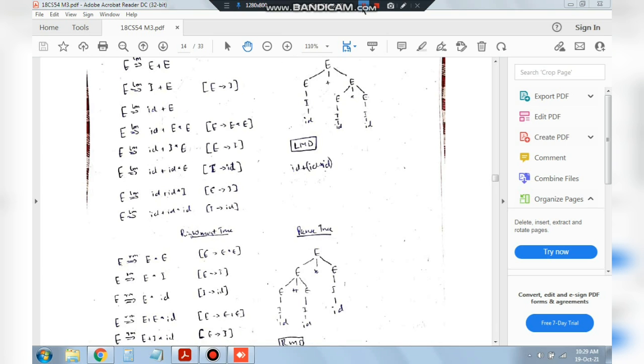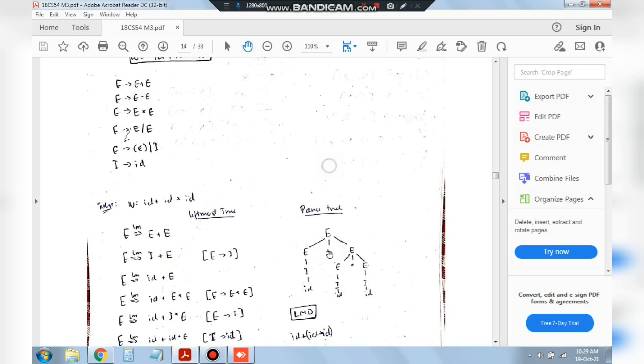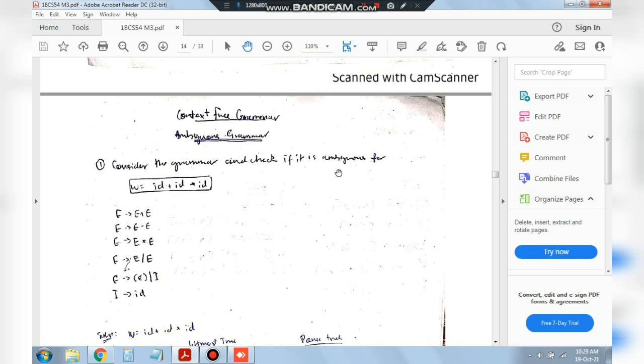If you compare the leftmost derivation tree and the rightmost derivation tree, we can observe that it is not the same, because here we have in the starting part E plus E, but here we have E star E. Okay, so if we get a different parse tree for both of these derivations, it means it's ambiguous. Okay, so that's all we have to prove in this question to check if it's ambiguous or not.